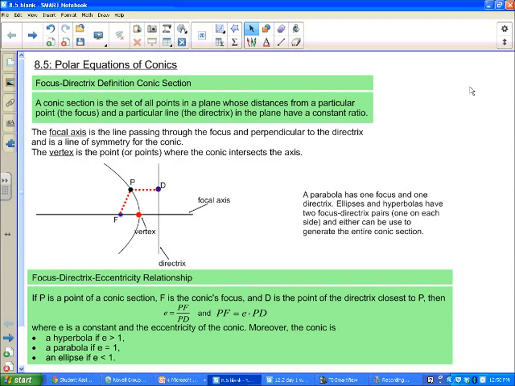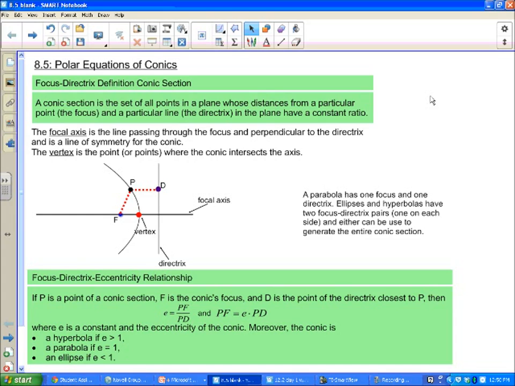All right, we are going to do 8.5, polar equations of conics, and this is a pretty interesting section because basically it takes what we've done with the three main types of conics, the parabolas, ellipses, and hyperbolas, and we talk about putting them into polar form, which we did in an earlier chapter.